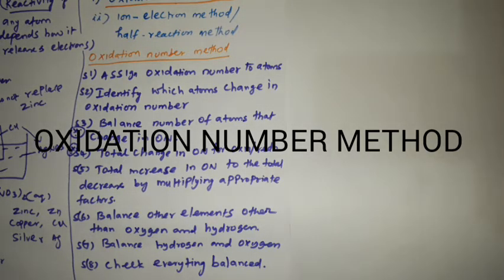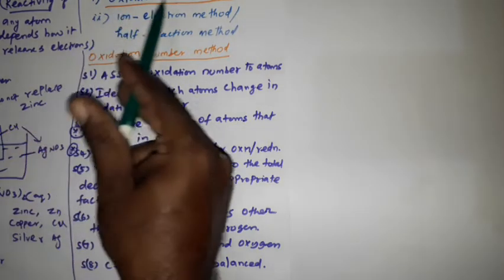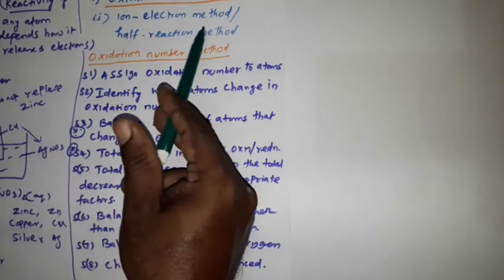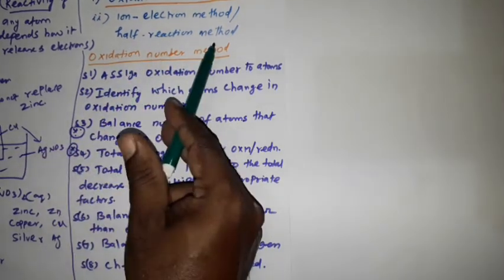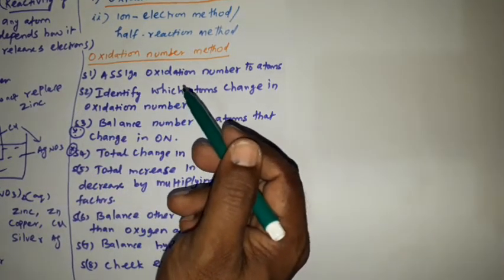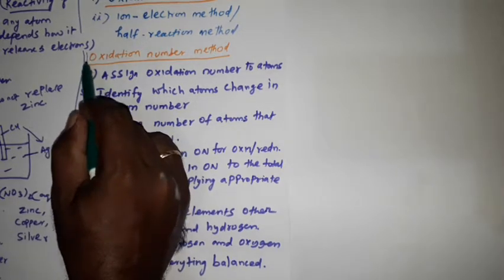In the last video, we were discussing balancing redox reactions. In balancing redox reactions, there are two types of balancing methods. One is the oxidation number method, and the other is the ion electron method, or half reaction method. So the first type we are going to discuss here is the oxidation number method.